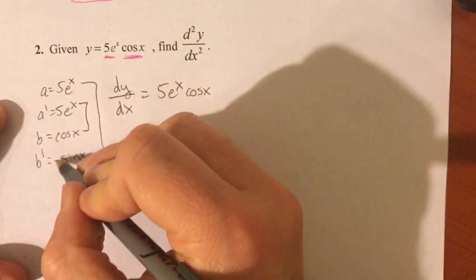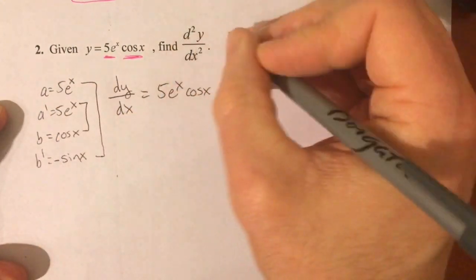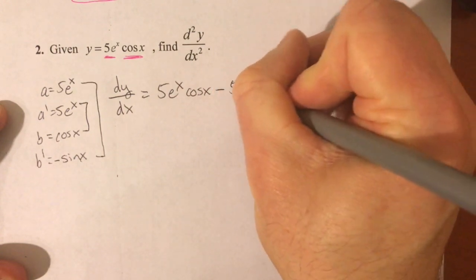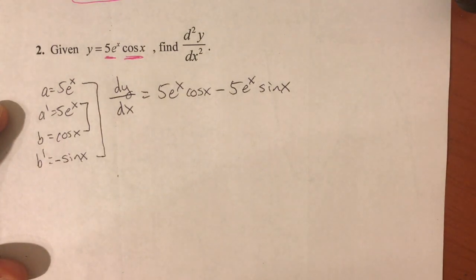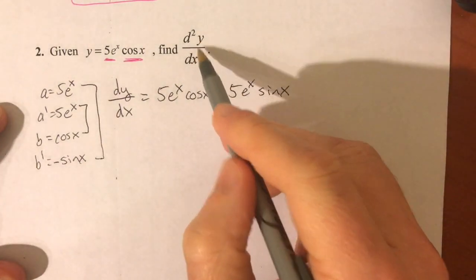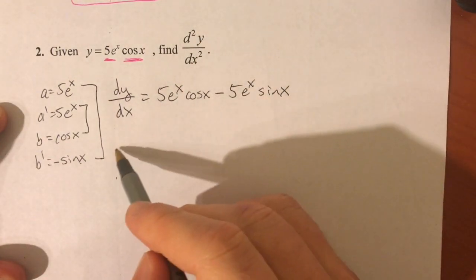And since this is plus, this becomes a negative there, so we get minus 5e to the x sine of x. There's the first derivative. And now I've got to take the derivative of that to get the second derivative.